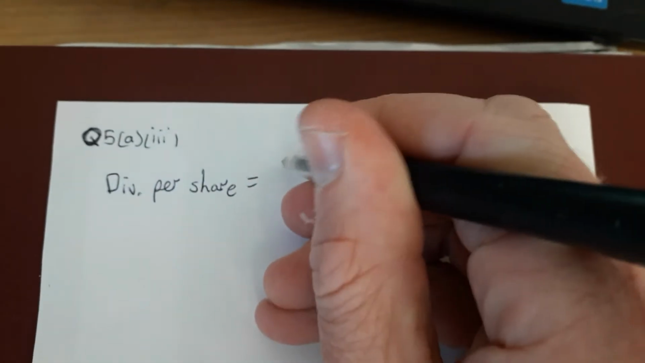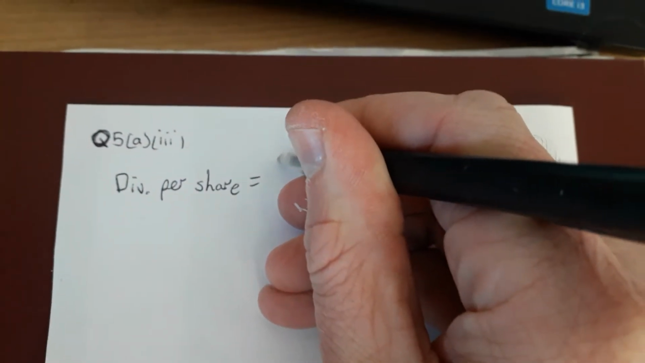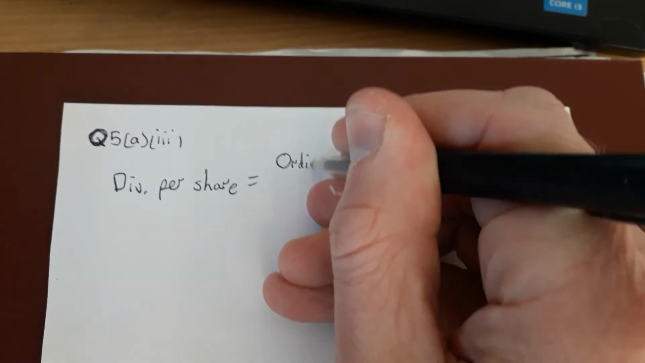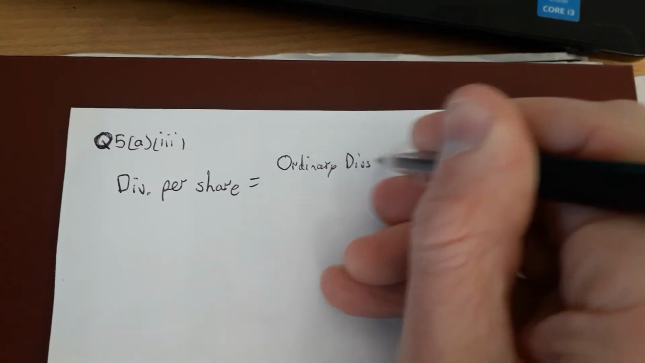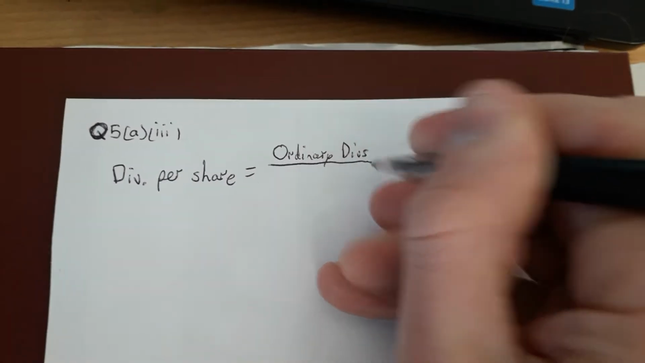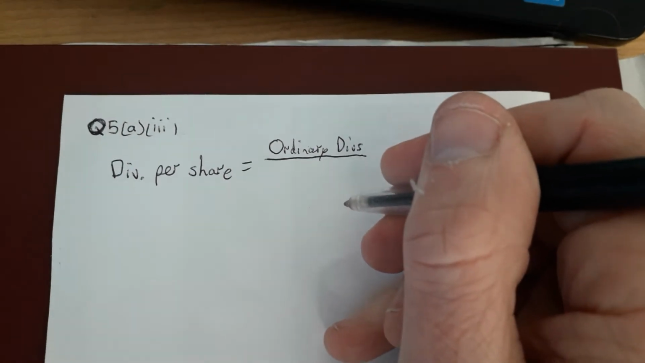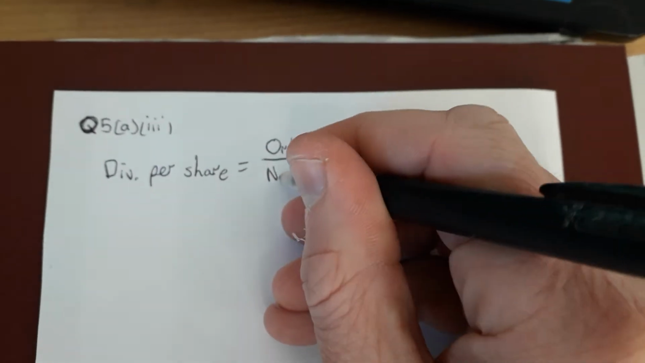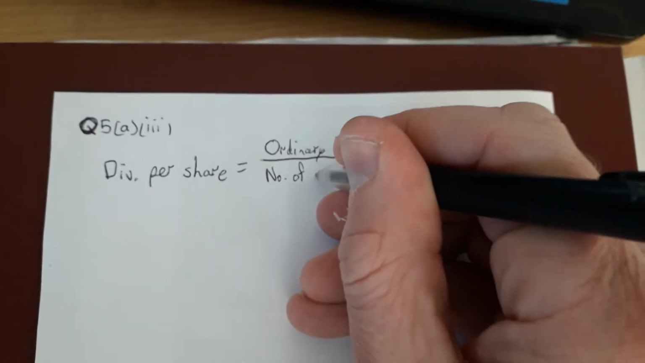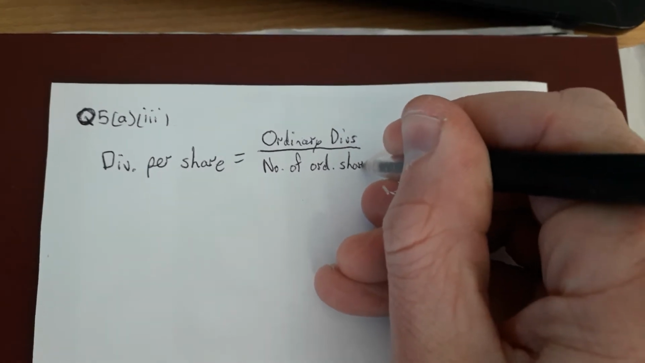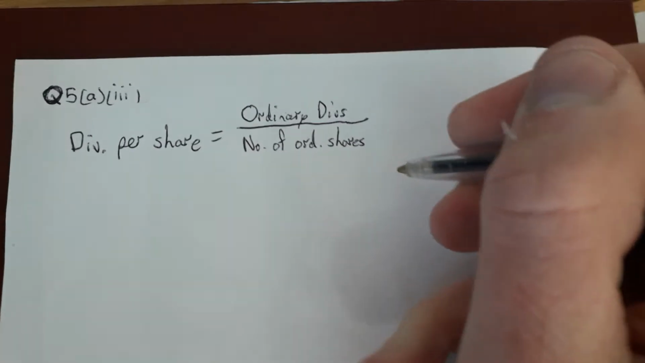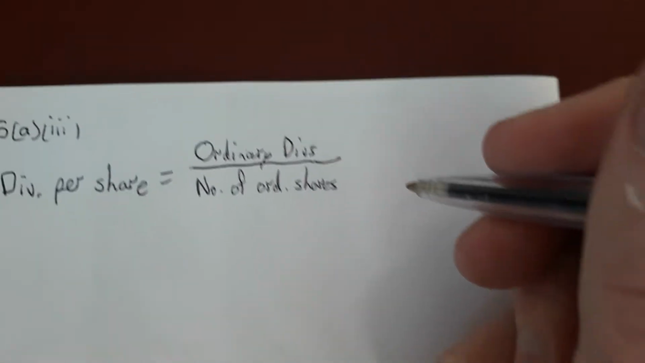And the dividend per share formula is the ordinary dividends, ordinary divs I'm going to say for short, divided by the number of ordinary shares. And the number of issued ordinary shares, if we were to be absolutely complete with it.